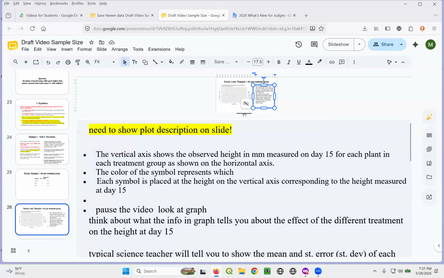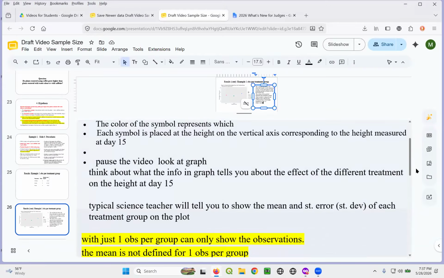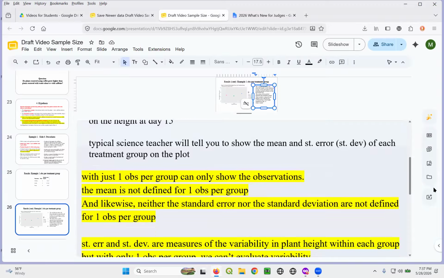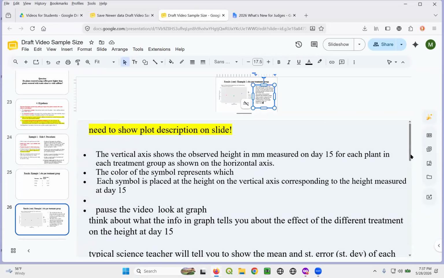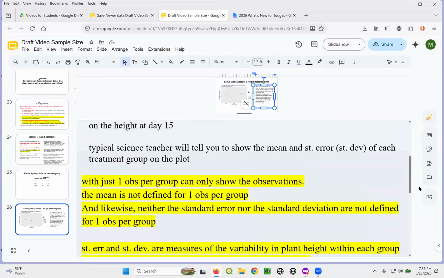This is where, when you look at this, you suggest that they pause the video and look at the graph and think about what the info in the graph tells you about the effect of the different treatments. I'm not sure who would say this. The typical science teacher is going to tell you to show the mean and standard error of the mean. But with just one observation per group, you could only show the observations.